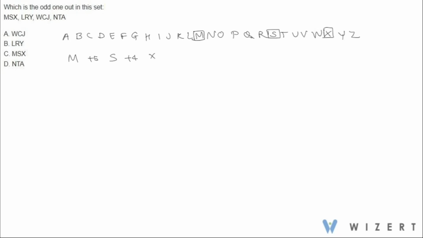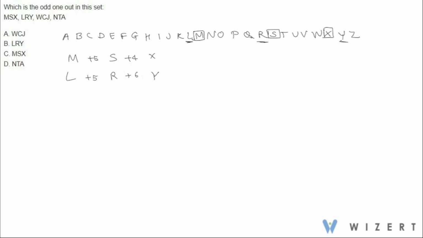Now let's look at the next member, L, R, and Y. With L, if we add 5 letters, we get R. So that checks out. Next, if we add 6 to R, we get Y. So this is a change here. Let's look at the other members.